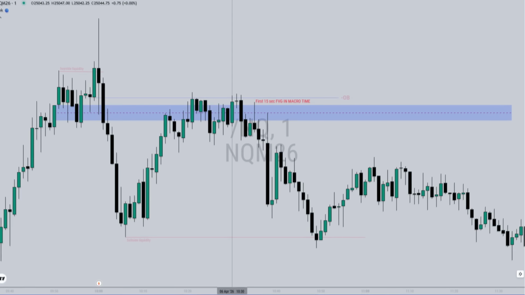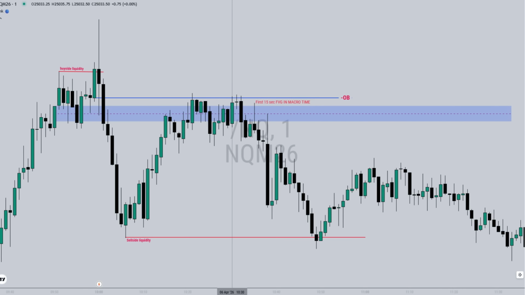Well, as you can see, price is trading inside an order block that formed right after taking buy-side liquidity. Now, this order block was created during the first trading hour, and the buy-side liquidity was also taken within that same window. But here's the interesting part. Both buy-side and sell-side liquidity were created inside the macro time. So is that random? Yeah, maybe.